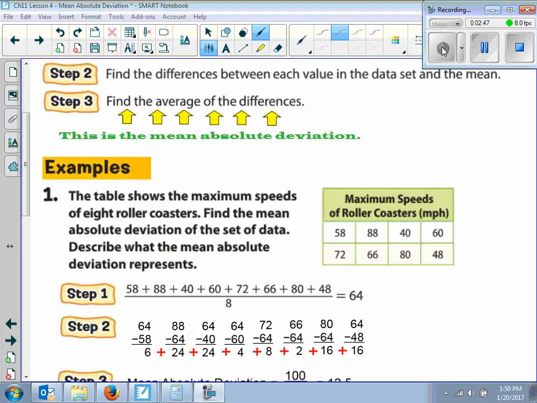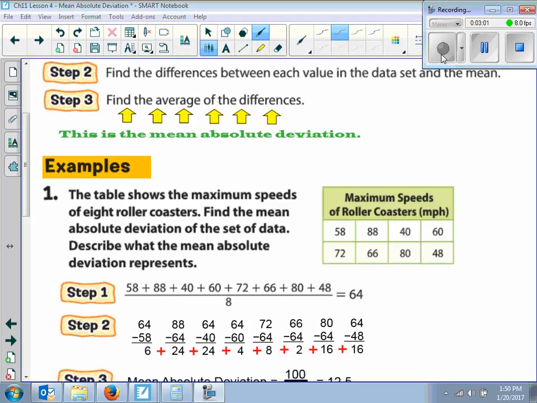All right, so the table shows the maximum speeds of 8 roller coasters. Find the mean absolute deviation of the set of data. We also want to describe what the mean absolute deviation represents. So step 1 is to find the mean of the data. Again, we add up all the numbers and divide by how many there are. When we do that, we end up with 64. So the mean of the maximum speeds of the roller coasters is 64 miles per hour.